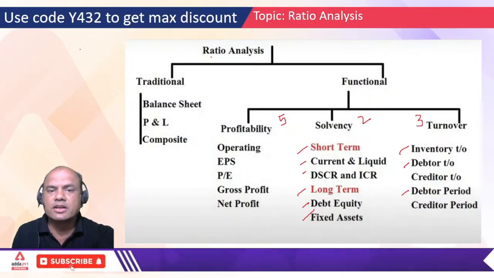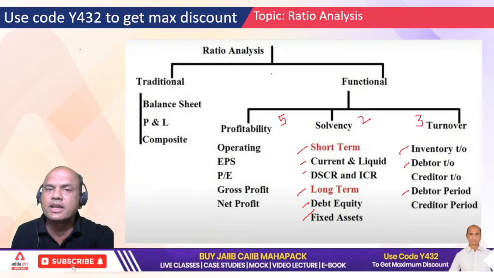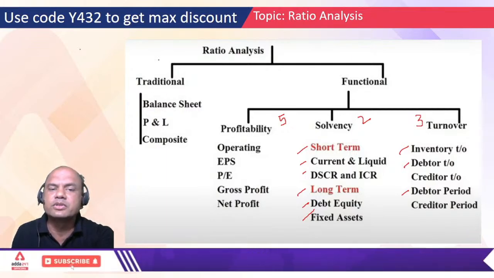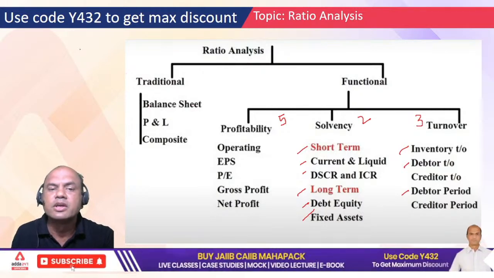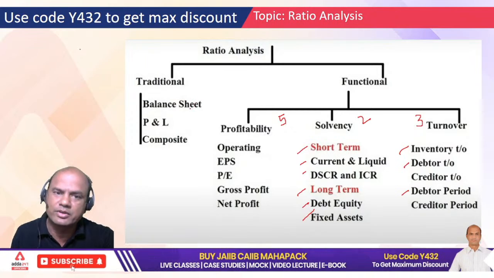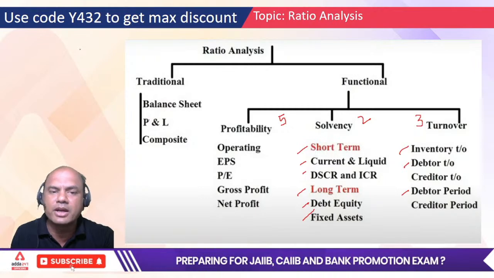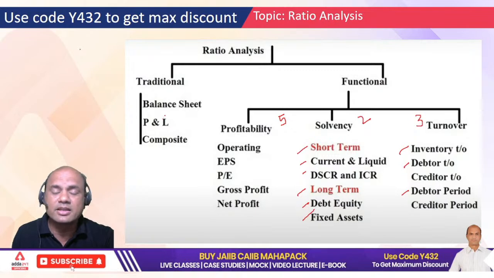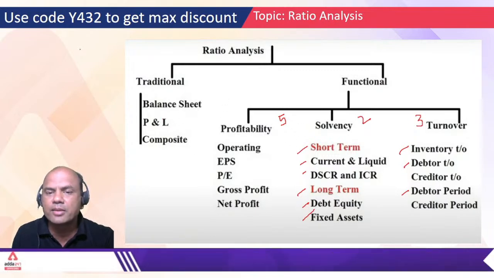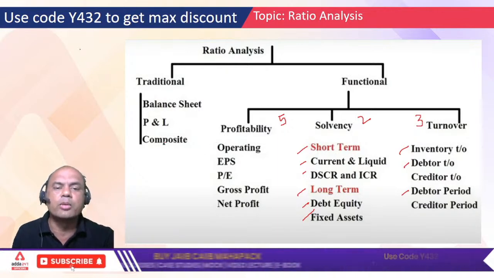So ratio analysis. Here there are two types of ratios. I've covered this already in one of my earlier videos, so it's a recap. Traditional balance sheet, P&L and composite ratio. Traditional balance sheet means what? Current ratio, current asset upon current liabilities, like that one, which are only related to the balance sheet. P&L means it's only related to P&L: debtors turnover ratio, creditors turnover ratio, all those ratios. See, that's why I'm saying it's already covered. So it's just a recap. The main part of today's lecture is the case studies. And composite is a mixture.